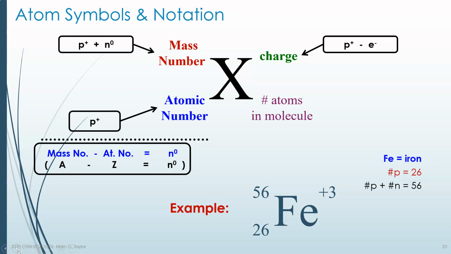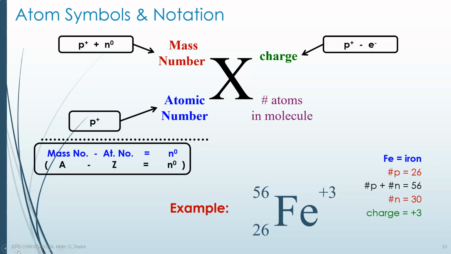We also know the mass number is 56, and that's the protons and neutrons. So taking the difference between the two gives us the number of neutrons, which in this case is 30. 56 minus 26 is 30. We also notice that the charge is +3, and this tells us something.